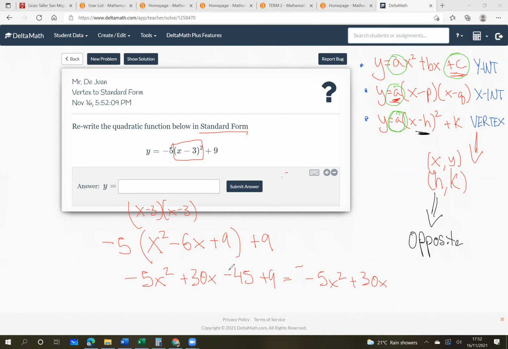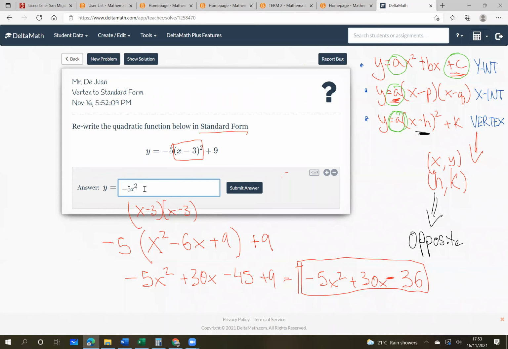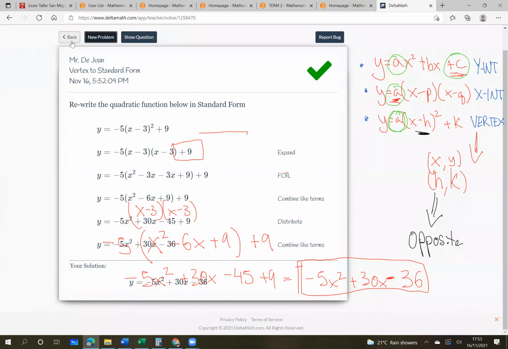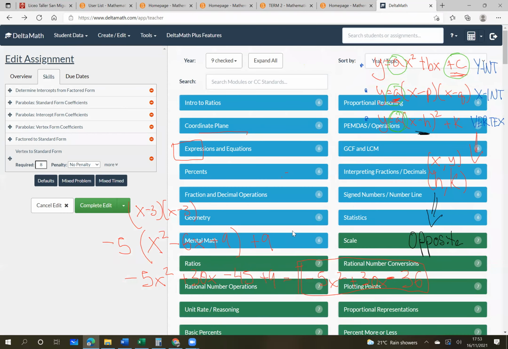When you combine a negative with a positive, we take the difference, which is 36. Which number was bigger? 45. What did it have? Negative. Everyone sees that. Yeah, that's a trick from 9th grade. Negative 5x squared plus 30x minus 36. Boom. Okay. I hope this makes sense to everyone.